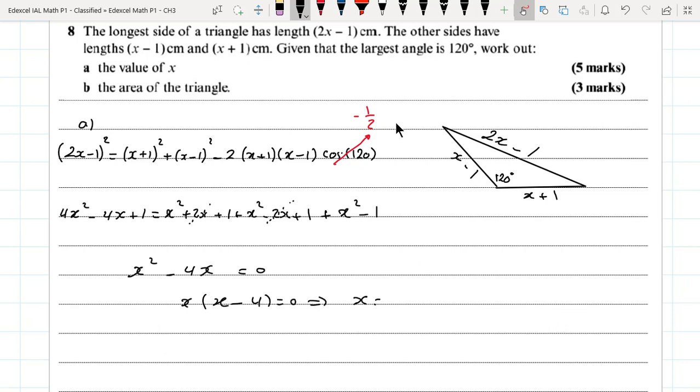which means that x, of course, x can't be 0 because we have x minus 1. We don't have negative length. X equals 4 centimeter. Okay.